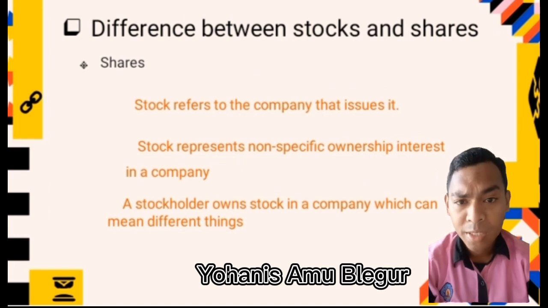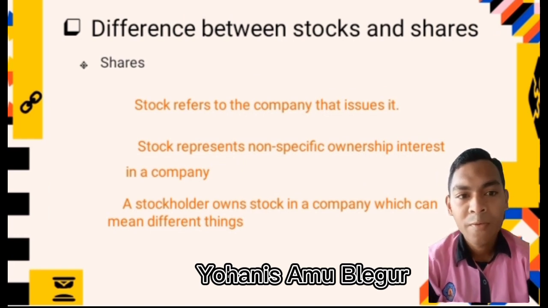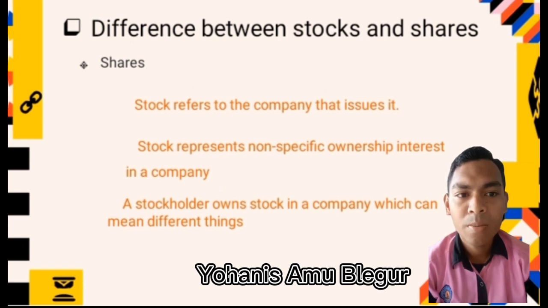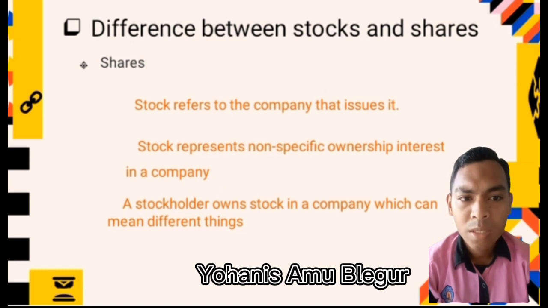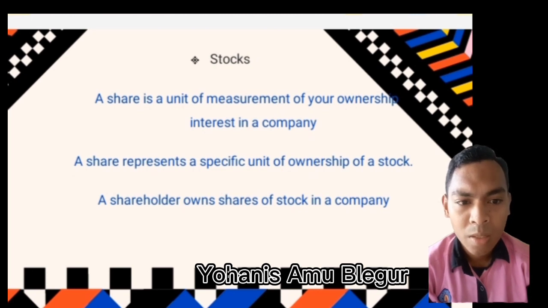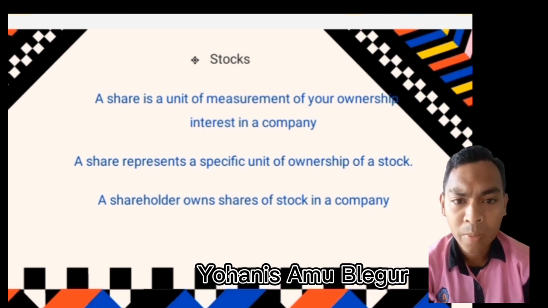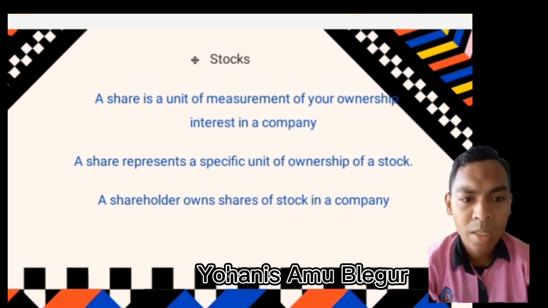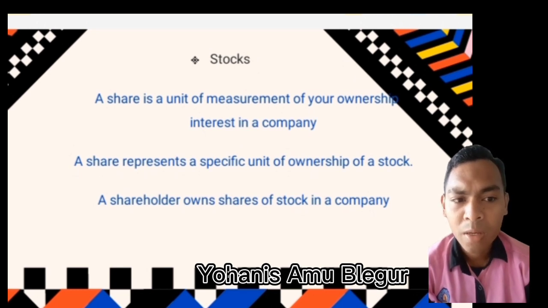Difference between stock and shares. The first, stock. Stock refers to the company that issued it. Stock represents no specific ownership interest in a company. A stockholder owns stock in a company, which can mean different things. The second, shares. A share is a unit of measurement of your ownership interest in a company. A share represents a specific unit of ownership of a stock. A shareholder owns shares of stock in a company.